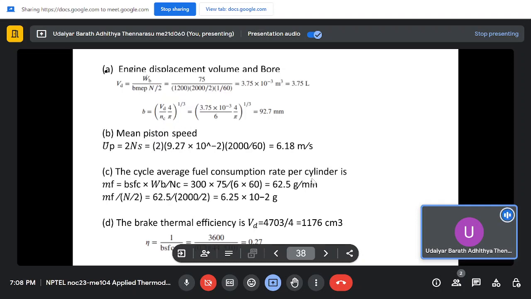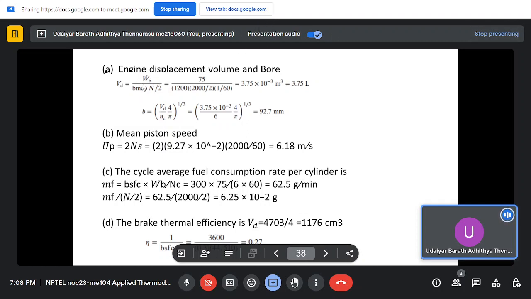First is engine displacement volume and bore. We know brake mean effective pressure. Brake mean effective pressure is defined as brake power divided by displacement volume into the revolutions. n is the rotation rpm, engine speed, divided by 2 because of the 4-stroke engine, which generates only one power stroke per 2 revolutions, so you divide by 2.